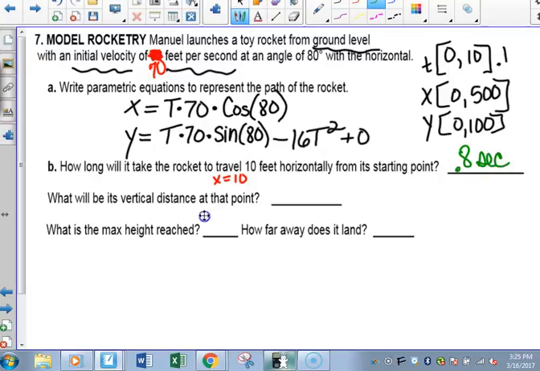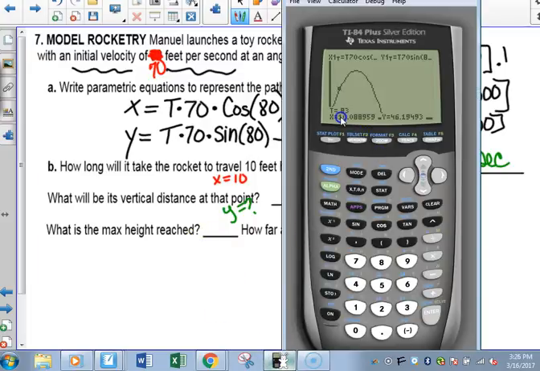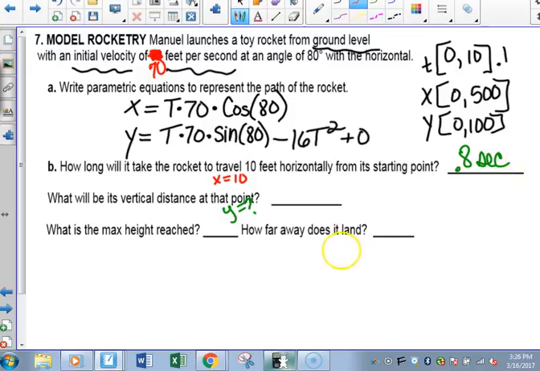What will its vertical distance be at that point? What is that asking? The y value, right? How high is it? So when we got it close to 10, okay, I have 46. If we just use plain old 0.8, it's 45, right? Rounds to 45-ish. So somewhere between 45 and 46 feet high. Vertically.